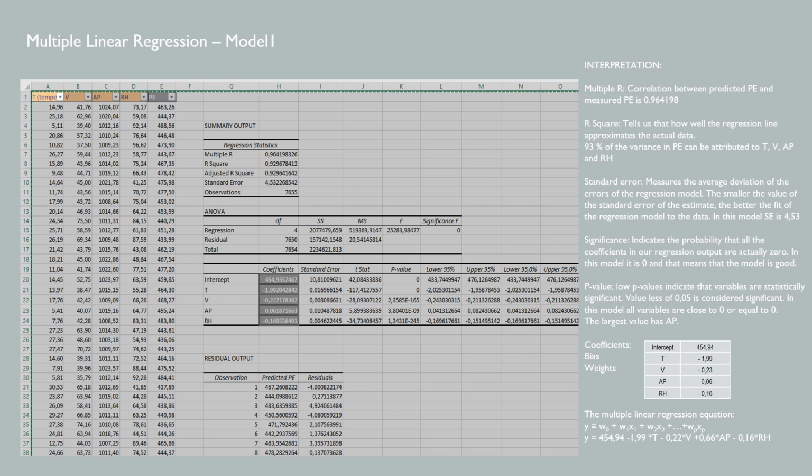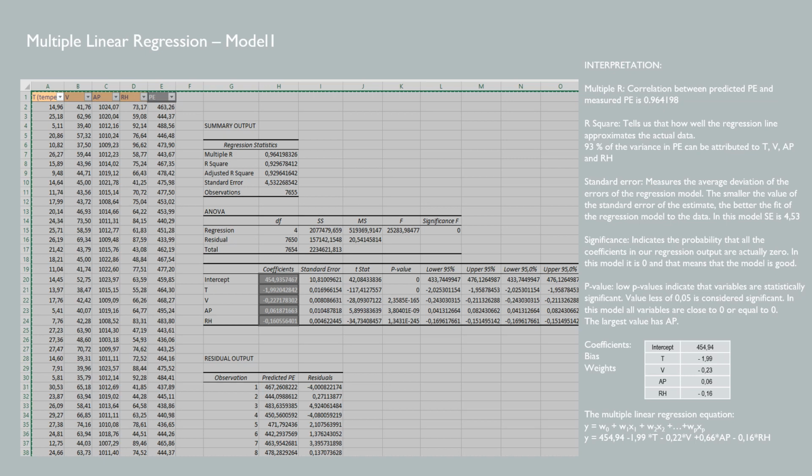In the next slide, I am performing multiple linear regression where all features are included. This is model 1. Interpretation. Multiple R, the correlation between predicted PE and measured PE, in this case is 0.96. R square tells us how well the regression line approximates the actual data. 93% of the variance in PE can be attributed to our variables.